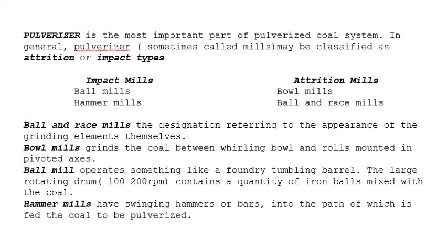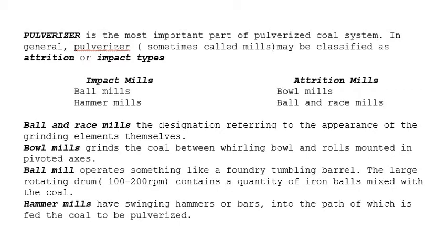So the pulverizer is the most important part of a pulverized coal system. This one is very essential in the coal system. In general, pulverizers, sometimes called mills, may be classified as attrition or impact types. Impact types are ball mills and hammer mills. Attrition mills are ball mills and ball and race mills. Ball and race mills are designations referring to the appearance of the grinding elements themselves.